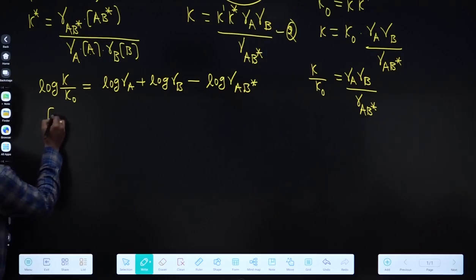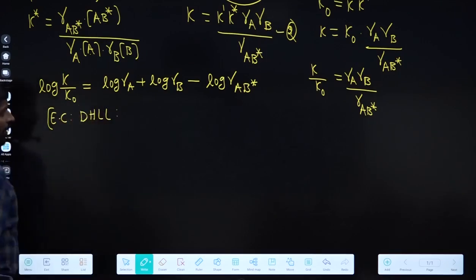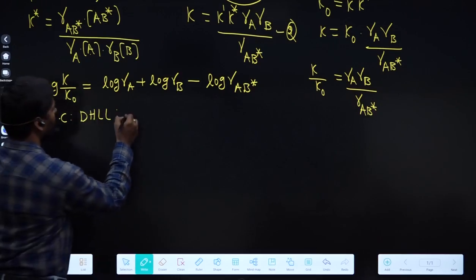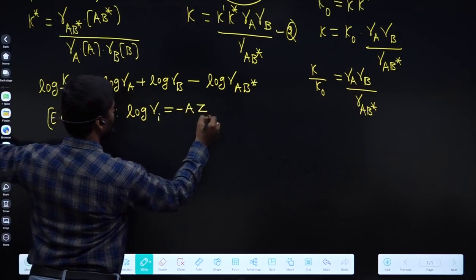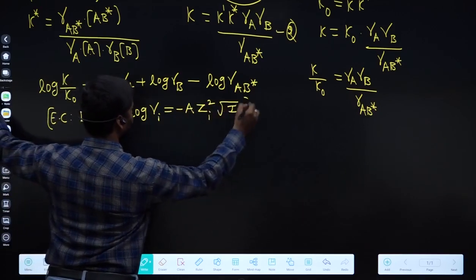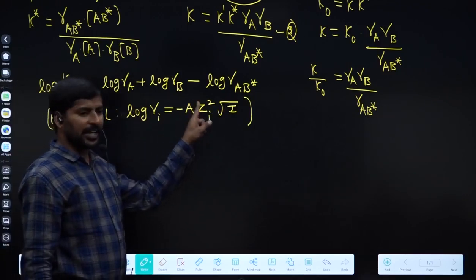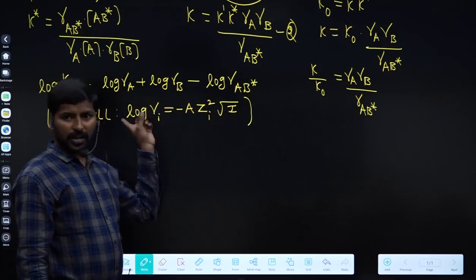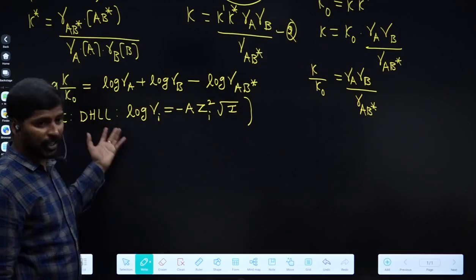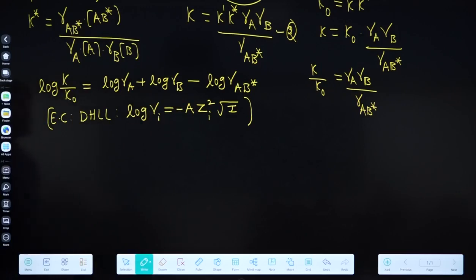Okay, in electrochemistry we will get this equation, the Debye-Hückel limiting law. According to the Debye-Hückel limiting law, log gamma i is equal to minus A Zi square root I. That is, the log of the activity coefficient of an ion is equal to minus A Zi square root I, where I is the ionic strength and Z is the charge number on the ion. So this is the Debye-Hückel limiting law, an important equation. Later we will discuss it in electrochemistry. Log gamma is equal to minus A Zi square root I.